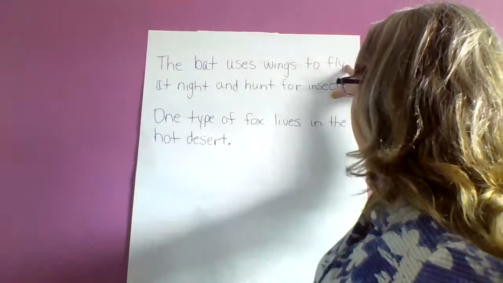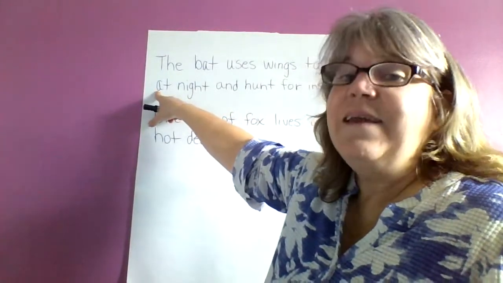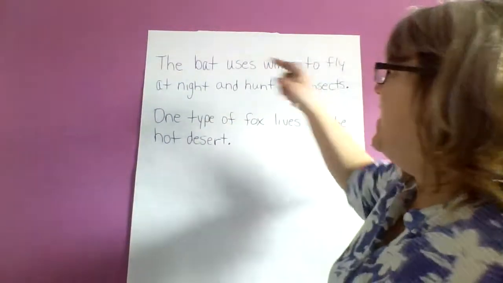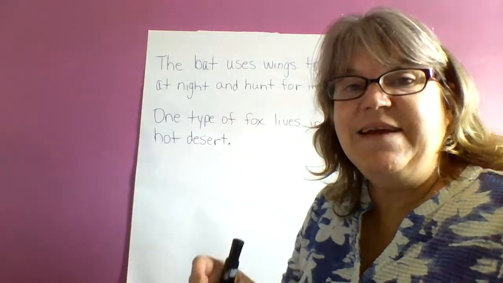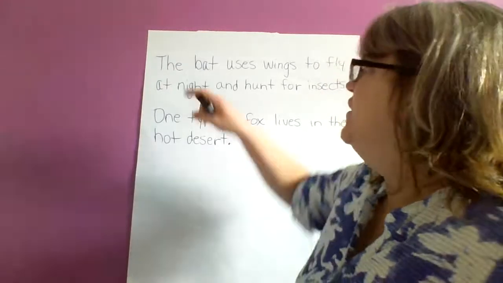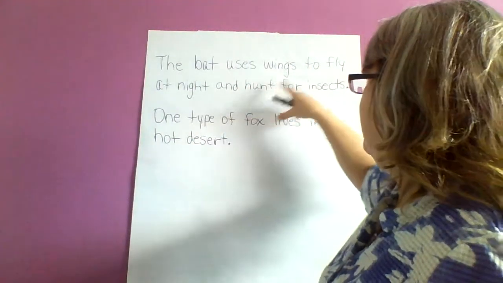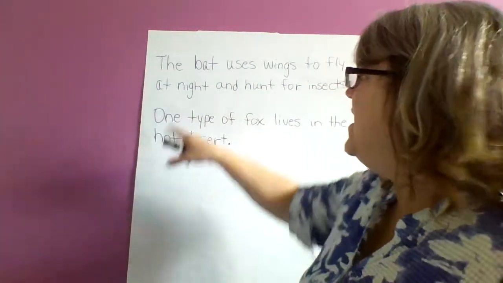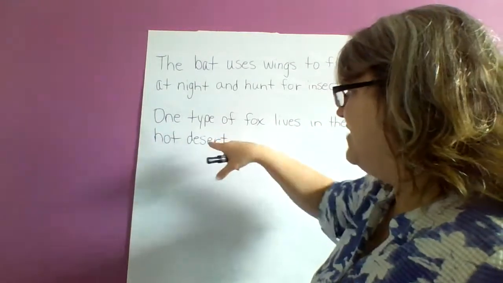And if I have a period here, then this next letter should be a capital, okay? And that doesn't make sense. So we put a period at the end of our sentence, which is a complete idea, not at the end of every line. So the bat uses wings to fly at night and hunt for insects, period. Now I'm done. One type of fox lives in the hot desert.